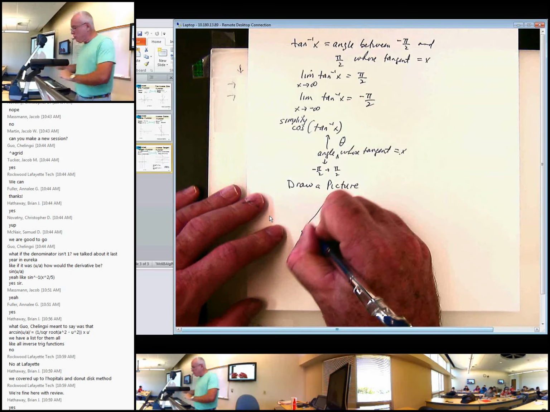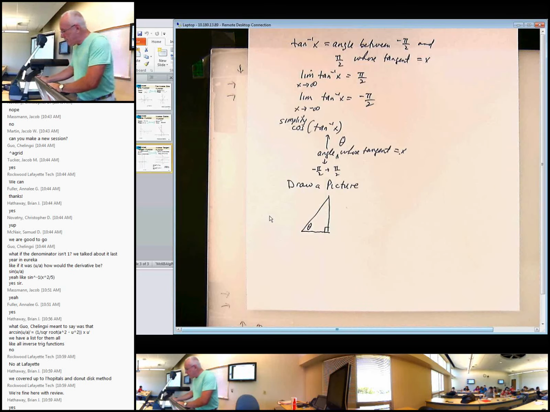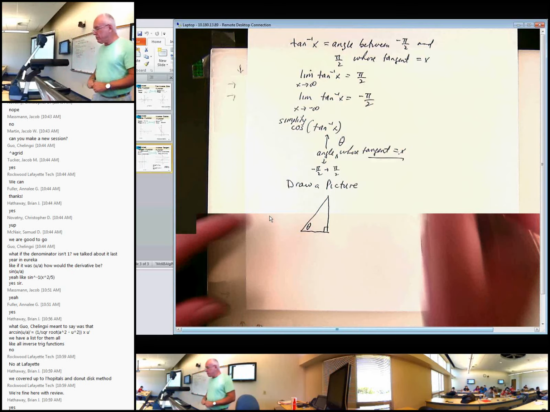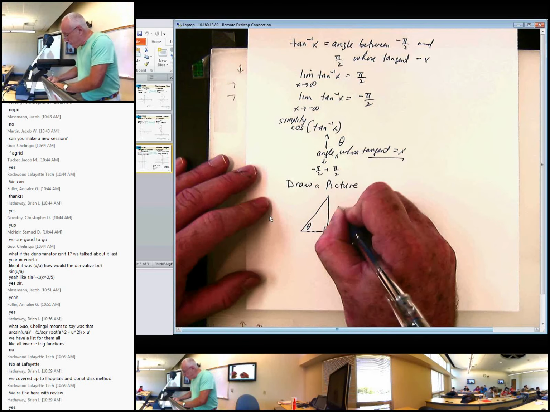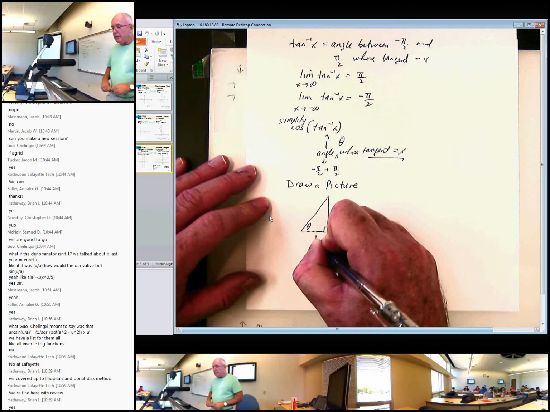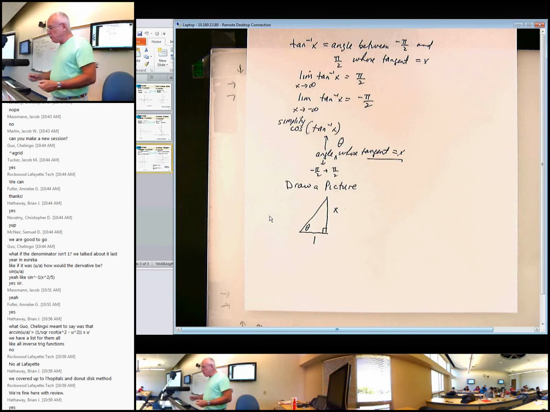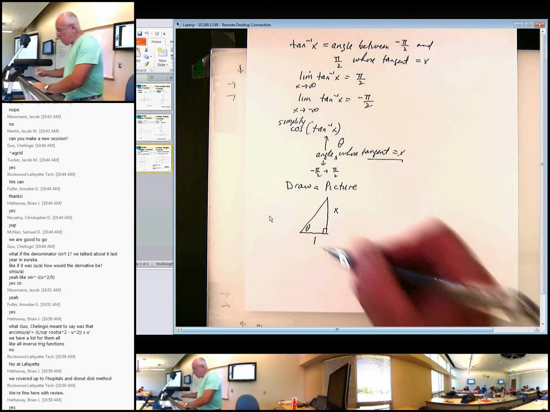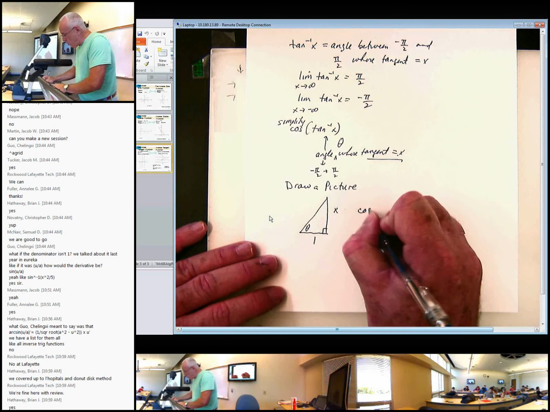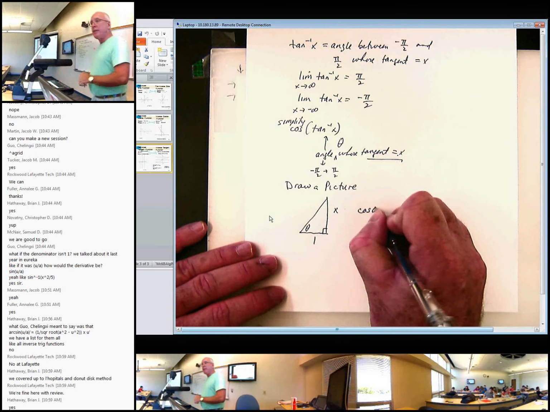Let's put it in our triangle. And its tangent is equal to x. So we know that tangent is the opposite over the adjacent. So we put x over 1 like that. So this one has x units of length, that has 1 unit of length. And what we're asked to find then, what is the cosine of that angle?